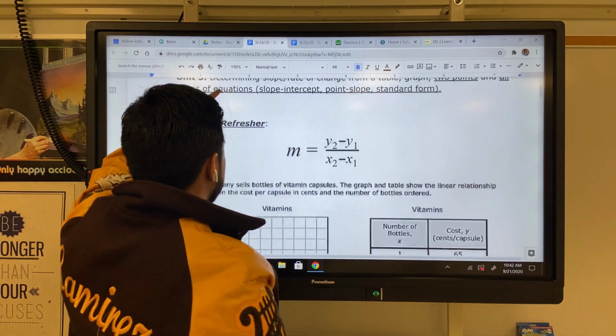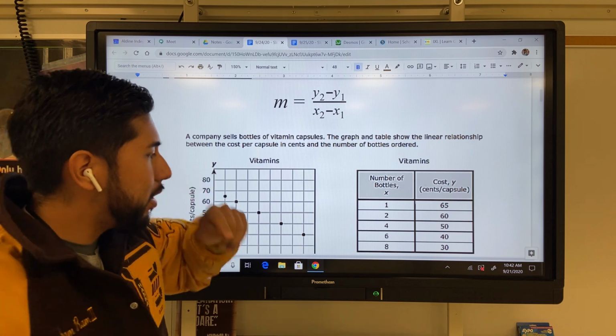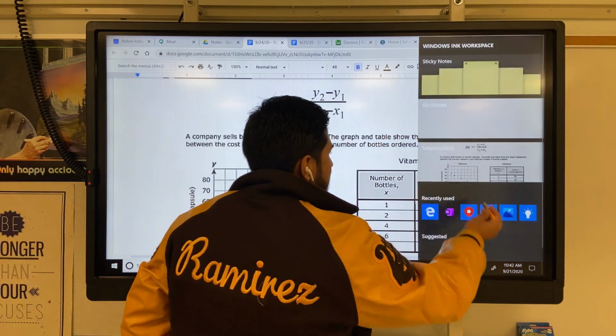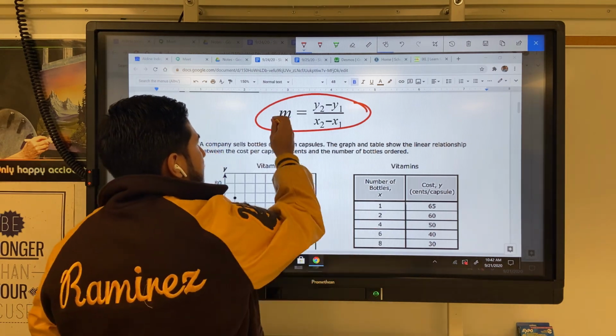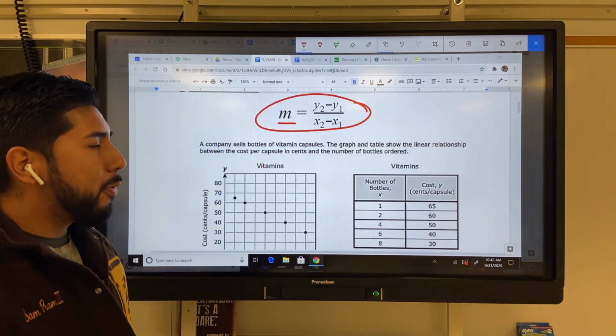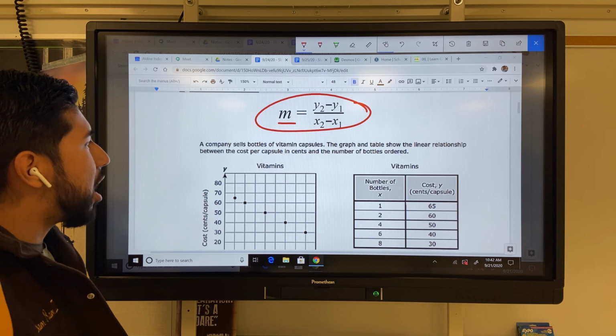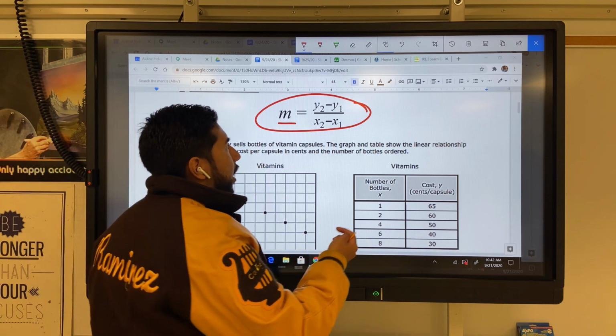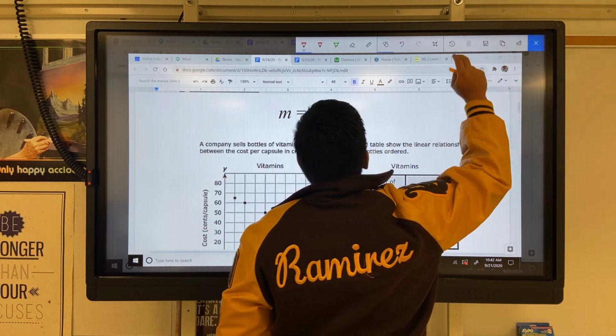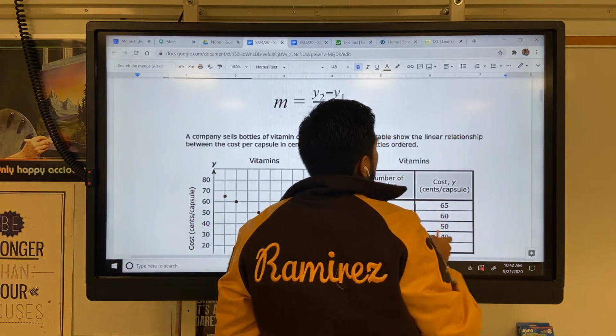Eighth grade refresher. We have the slope formula, ladies and gentlemen. This is when I have 2 points, and I use this formula to get out my slope, defined by m. Anywhere I see an m, I should know that means slope, also known as rate of change. Not going to go over that formula because we already know how to do it. If you don't know how to do it, please stop by tutorials.